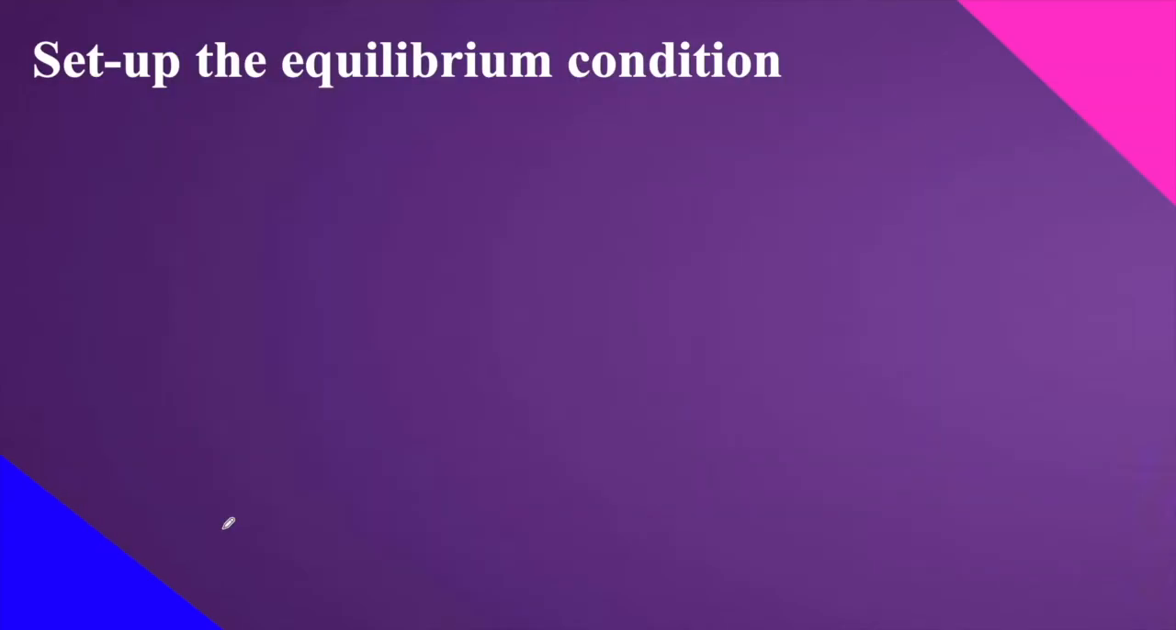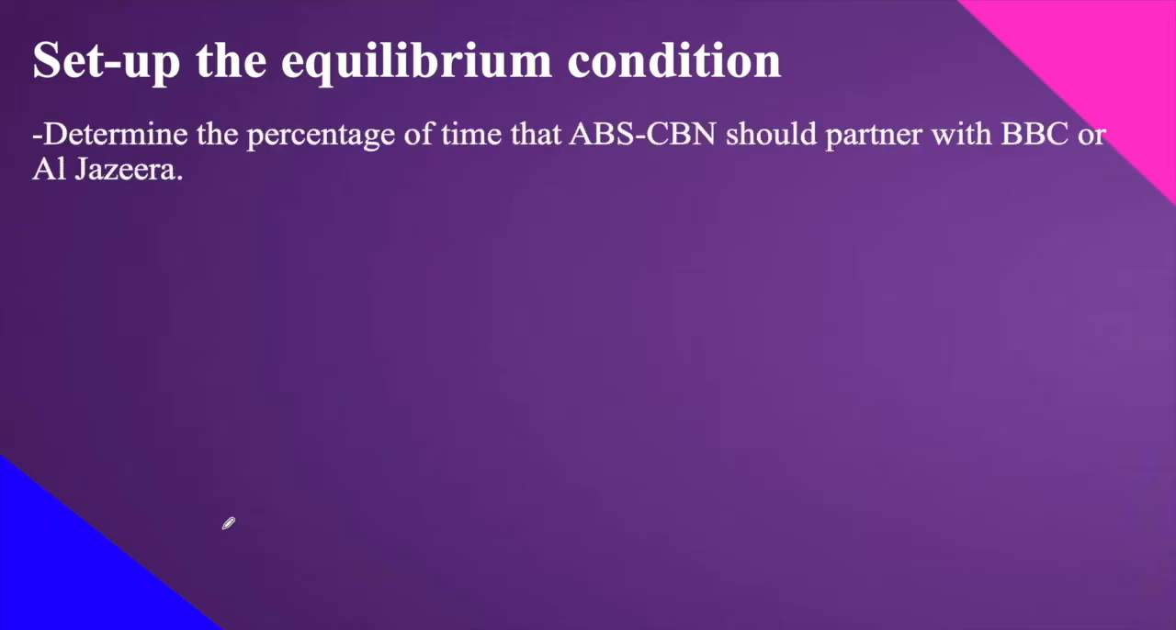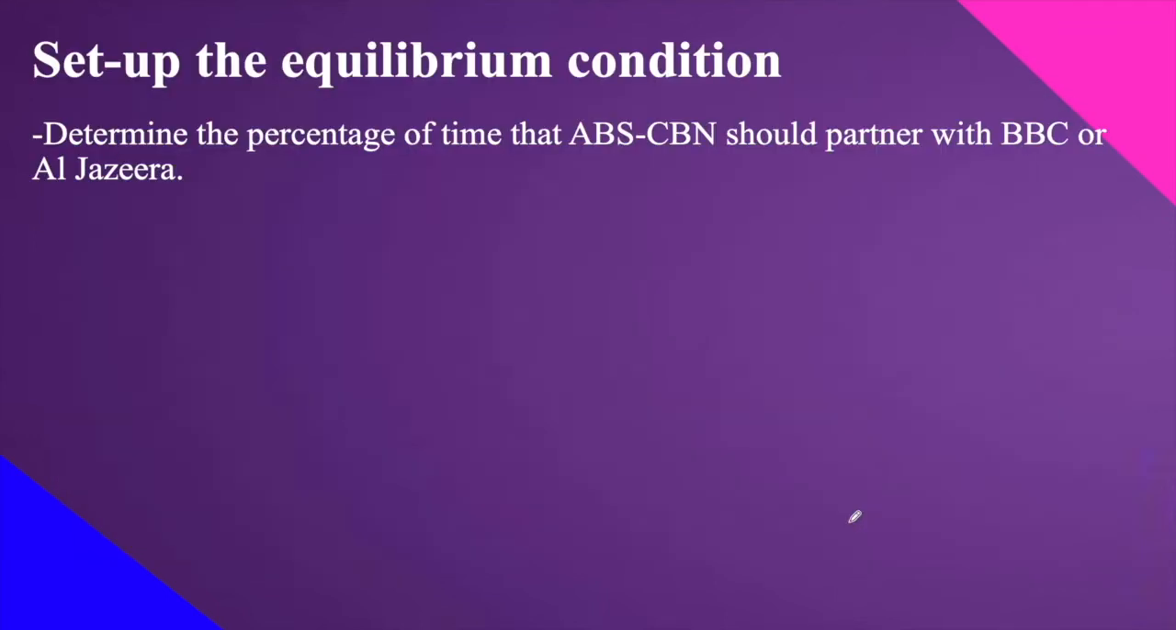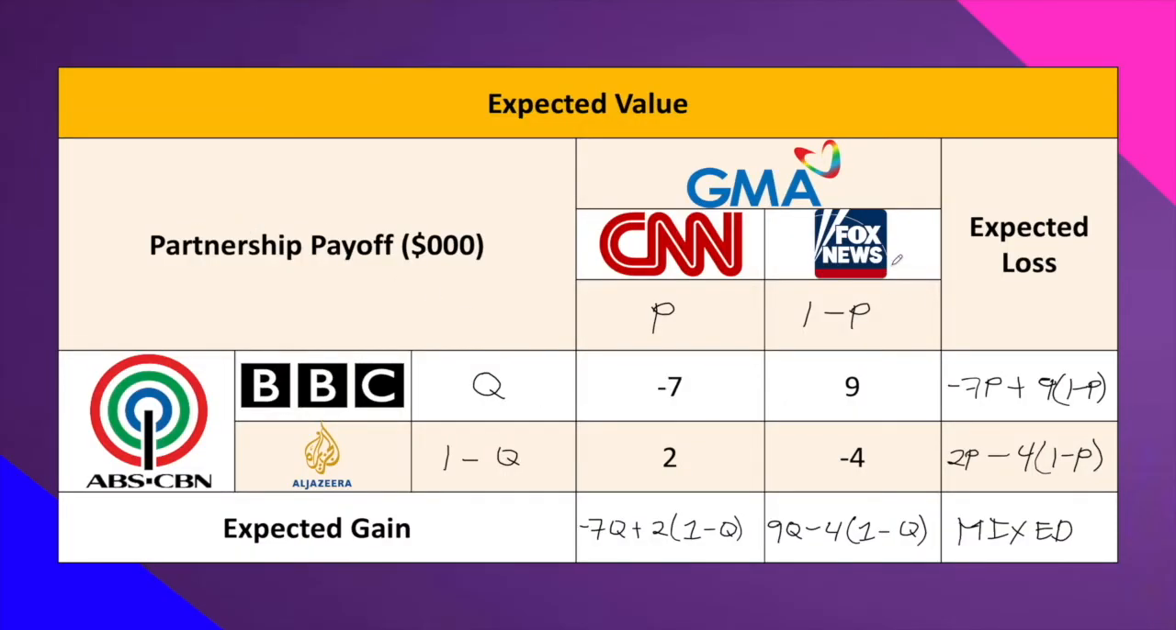Okay, so what we should do now is to set up the equilibrium condition. Okay? And determine natin the percentage of time that ABS-CBN should partner with BBC or Al Jazeera. Okay? And guys, itong percentage of time that ABS-CBN should partner with BBC or Al Jazeera, actually, tinutukoy nito is yung equation na nagawa natin, which is ito po. BBC or Al Jazeera, kapag nag-partner ka dyan, what will be the expected gain of ABS-CBN? And the expected gain are these two equations. Negative 7Q plus 2 multiplied to 1 minus Q and 9Q minus 4 multiplied to 1 minus Q na equation. Therefore, what we should do is i-equate natin yung dalawang equations na yun. Para ma-solve yung value ng Q and of course, after nun, yung value ng 1 minus Q.